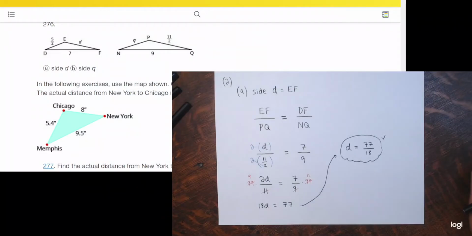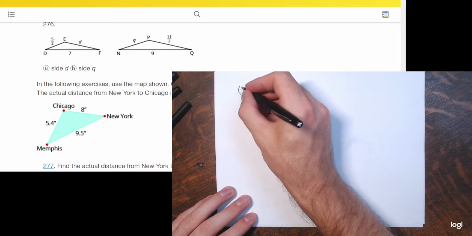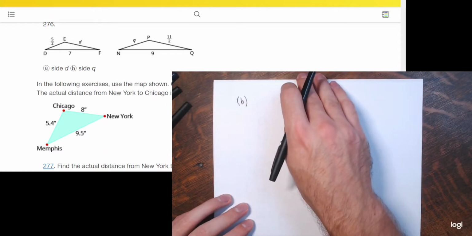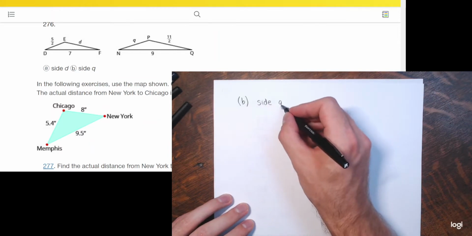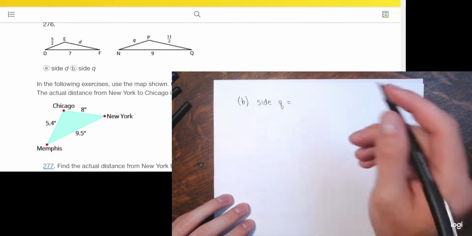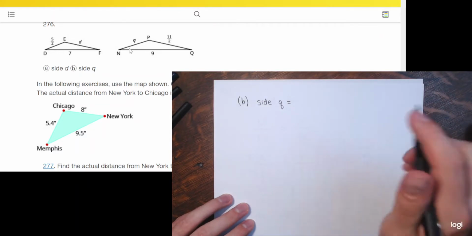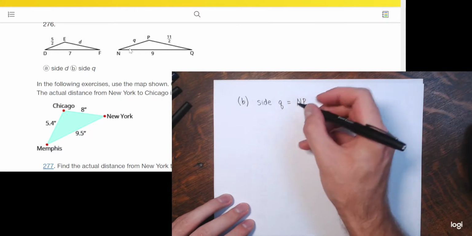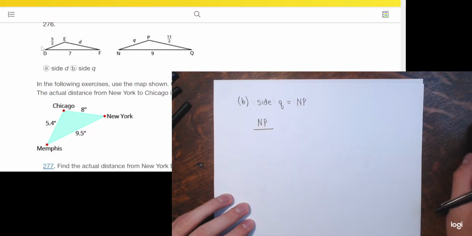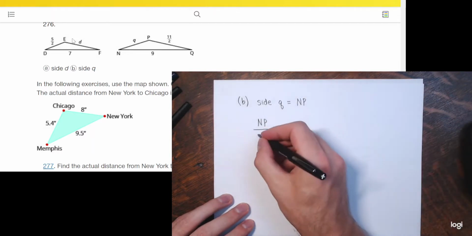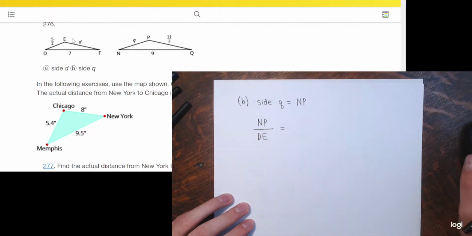Okay, then part B, number 2, part B here, similar problem, right? Similar question. Find the side with length little q. And little q is the length of side PN, or NP. So we take NP and divide that by its corresponding side in the other triangle, which would be DE. And this should be equal to some other ratio of corresponding sides.